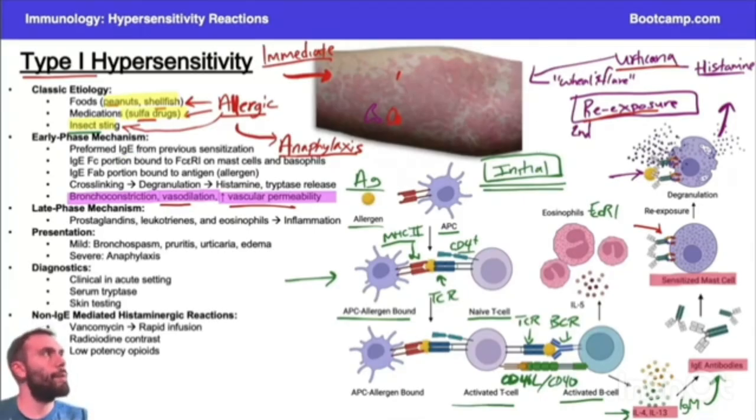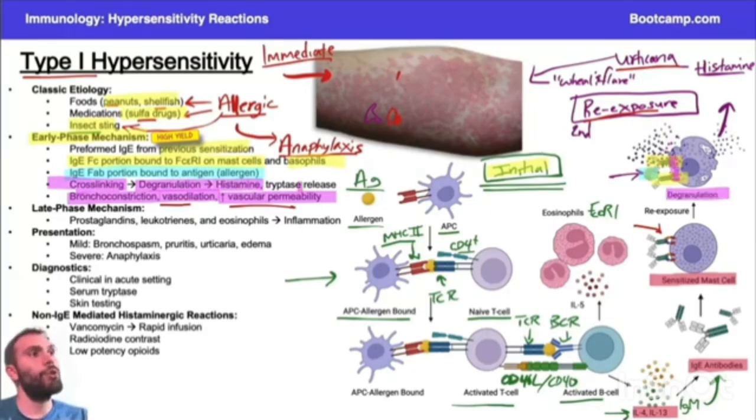All right, let's just recap the mechanism here. So pretty much what we talked about in the early stages, there's going to be some previous sensitization, which is all of this initial mechanism that we talked about. And then what happens is you have the IgE Fc portion bound on your mast cells and basophils. That's exactly what we saw right here. That IgE Fab portion is going to bind to the allergen like we see here. And then eventually we'll have some cross-linking, right? We have some cross-linking that we talked about, and we degranulate and we release histamine. So we can see the degranulation here right after we have our cross-linking.